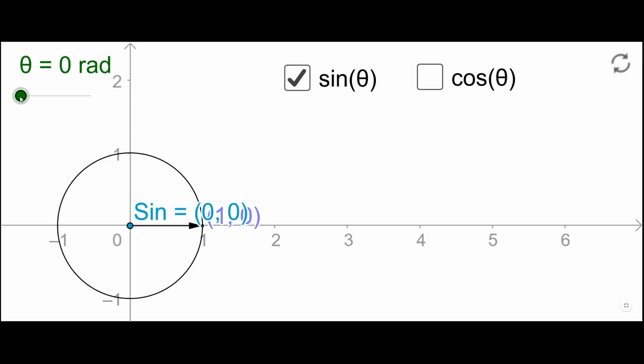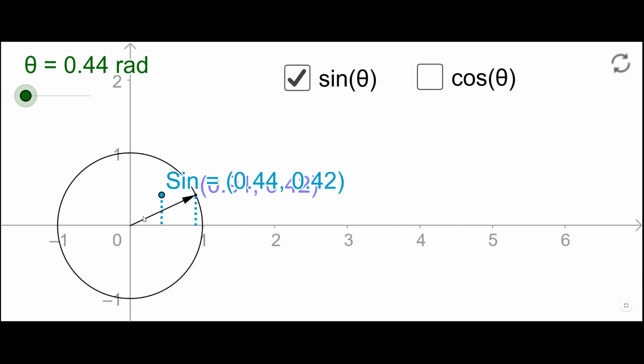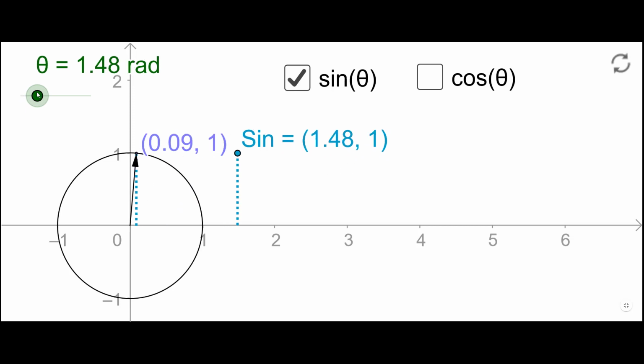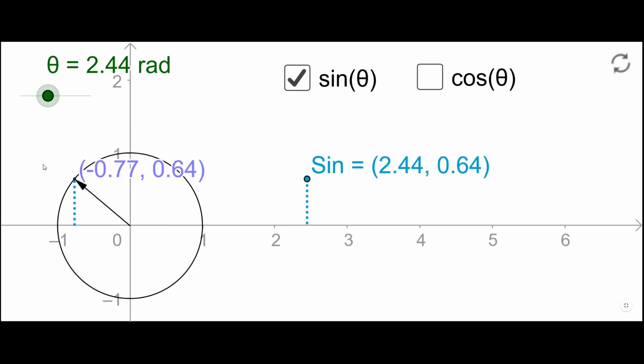So as we increase our angle here, hopefully it'll make a little bit more sense. As our angle increases, the y value is increasing. And so the sine function has the same height. If we keep going here, notice at this coordinate, the sine function has a coordinate of 2.44 and 0.64. Where does that 2.44 come from?